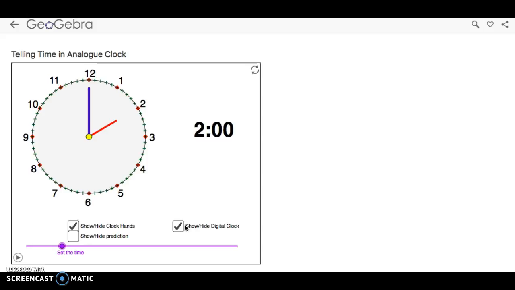Emma, can you come move our clock to 4 o'clock p.m.? This is going to be a bit of a challenge because we are now moving 2 hours ahead. Emma, let's check to see if you're correct. Great job, Emma.